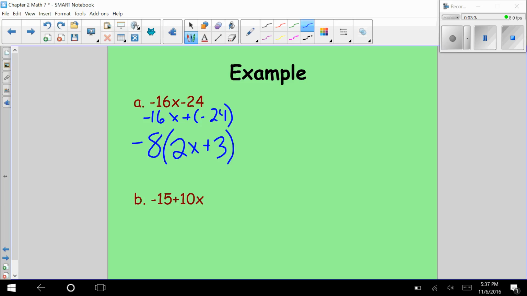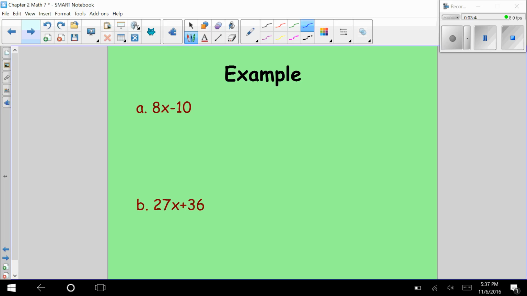All right, for B, it's not as tricky. Our greatest common factor is 5. 5 times what makes negative 15? Negative 3. And 5 times what makes 10x? 2x. A plus in the middle because there's a plus in the problem, and we're done. Try these two.